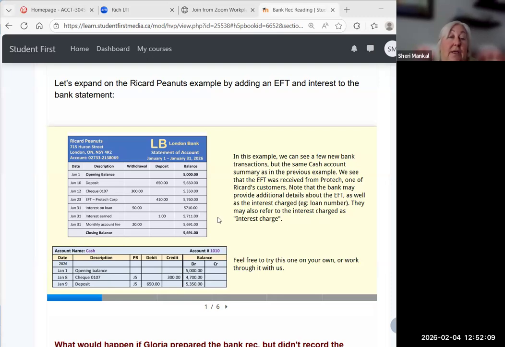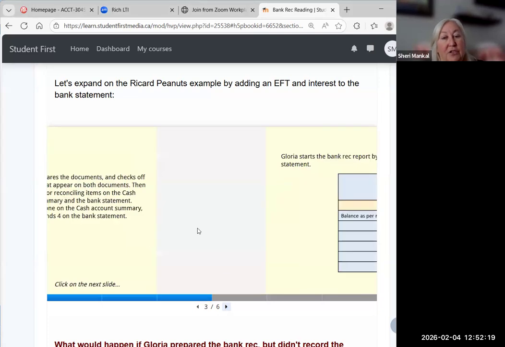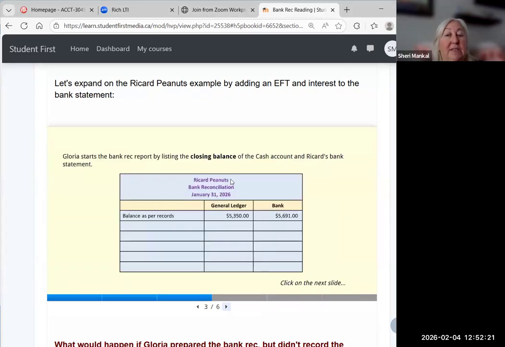So in order to keep track of the changes that we're making, we're going to use a new document. The new document is called a bank reconciliation statement, or a bank rec statement.